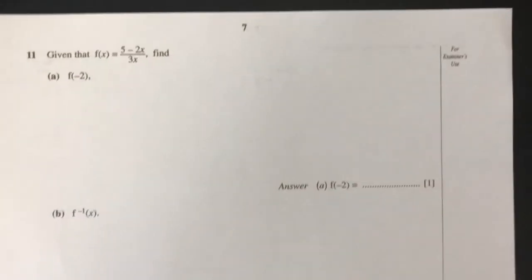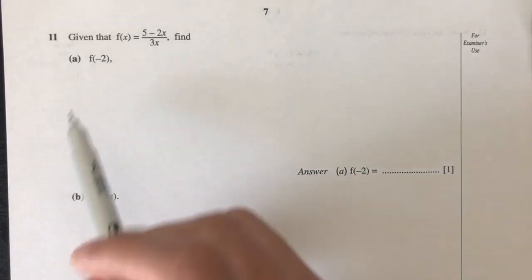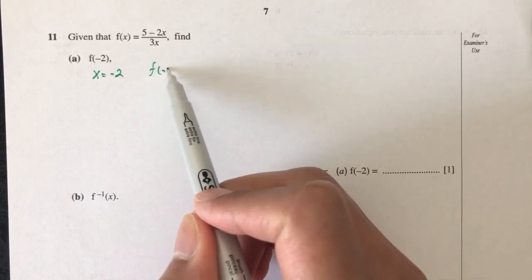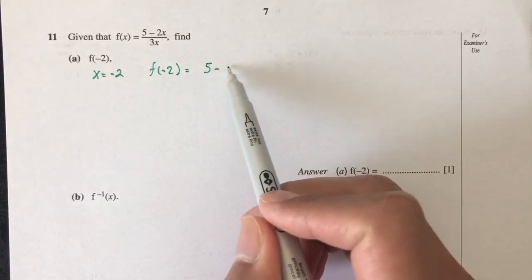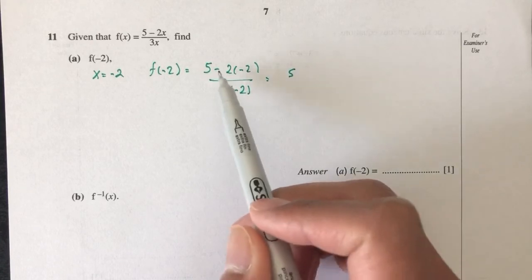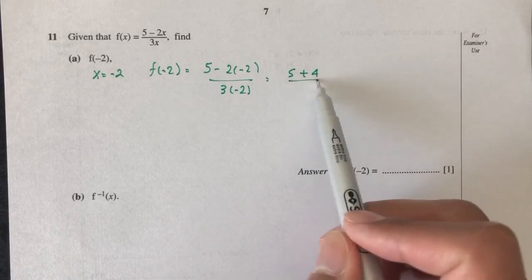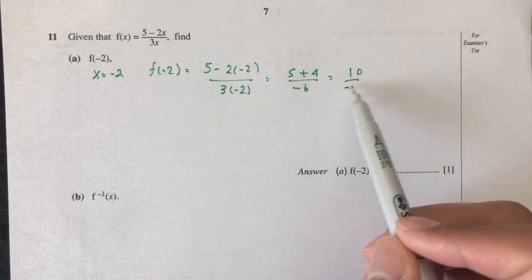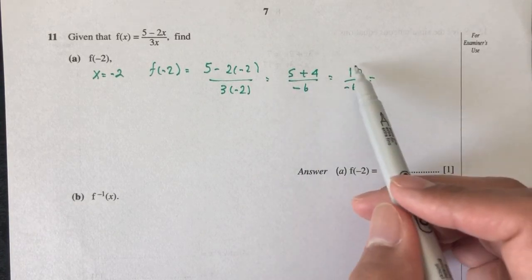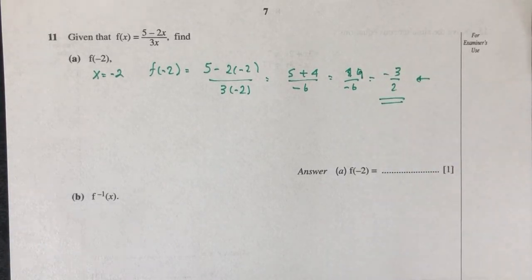Moving on to question 11. Here we have f of x, which is a function of x, is 5 minus 2x over 3x. Find the value of f of minus 2, so x is equal to minus 2. Let's replace that in the equation. We have 5 minus 2 times minus 2, divided by 3 times minus 2. What is minus 2 times minus 2? It is plus 4. 5 plus 4 is 9, divided by minus 6. We can divide by 3, we have 9 over 6, which is 3 over 2. So the answer will be minus 3 over 2.